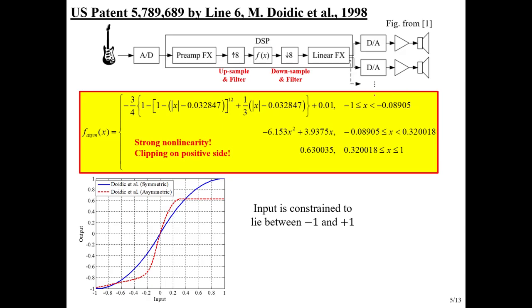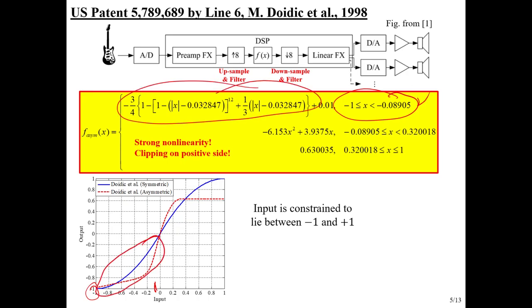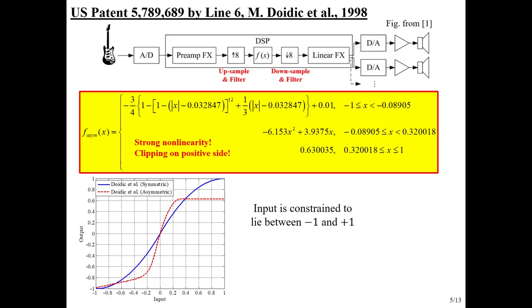So down here, -1 up to almost -0.1. So -1 up to about there. This part is described by this 12th order thing. And then from there up to 0.3. So from there up to about 0.3. So this region here is described by this quadratic. And then from there on is just a constant. So that's how that's defined.